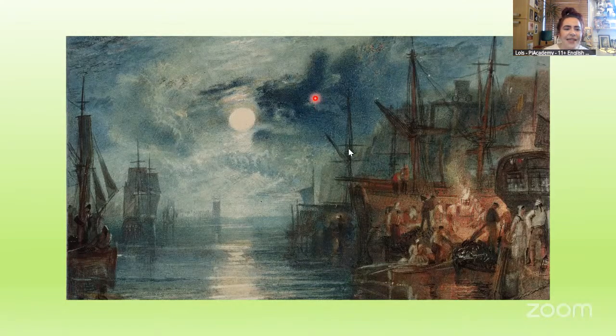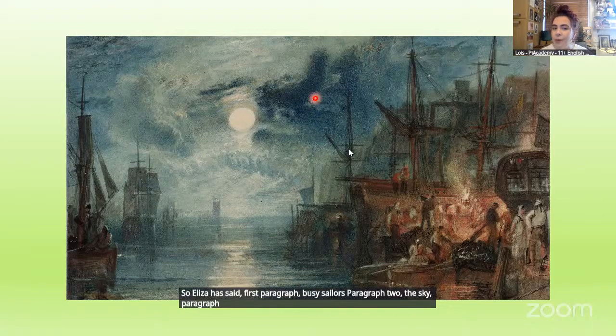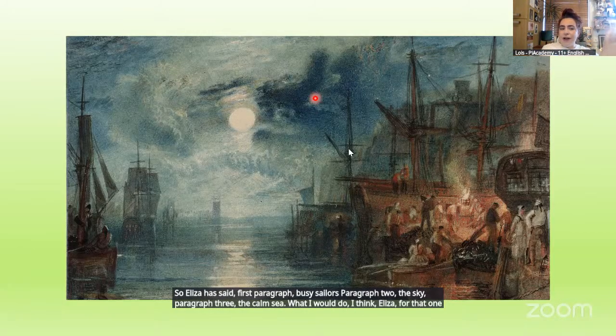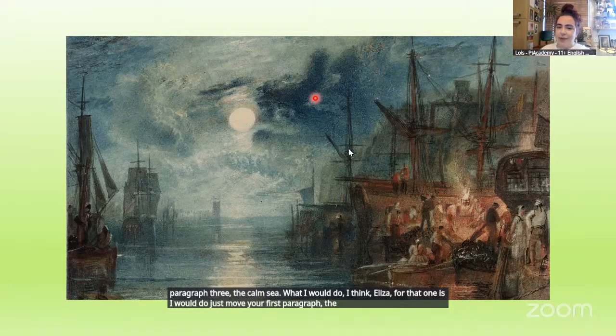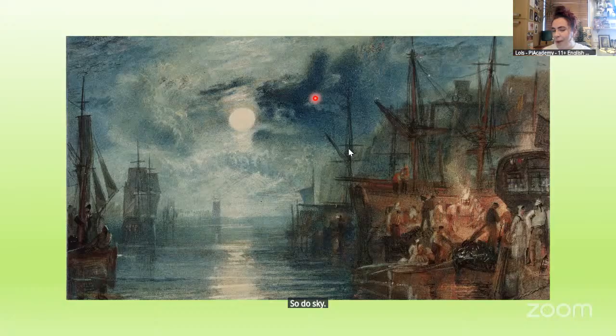So Eliza has said, first paragraph, busy sailors. Paragraph two, the sky. Paragraph three, the calm sea. What I would do, I think, Eliza, for that one, is just move your first paragraph, the busy sailors, to the end. So do sky, calm sea, sailors. That's the way that I would do it to follow that zoom in. That's just my suggestion there.